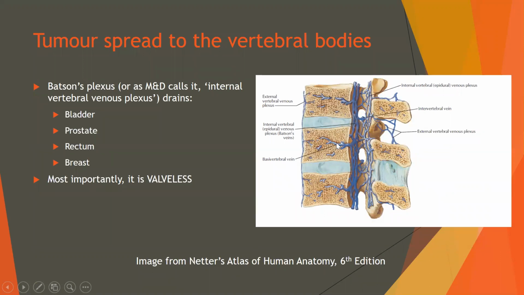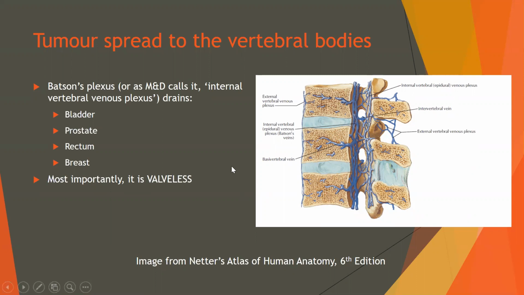All right. Now, this is actually some interesting stuff. As you might remember from your tutes, in the vertebral canal, this bit here, you've got a plexus of veins. The interesting thing about these veins is they are actually valveless. This is called Batson's plexus, or Moore and Dalley call it the internal vertebral venous plexus. These veins drain from the perineum, and they also drain from the torso. So the bladder, the prostate, the rectum, and the breasts will all drain into this plexus.